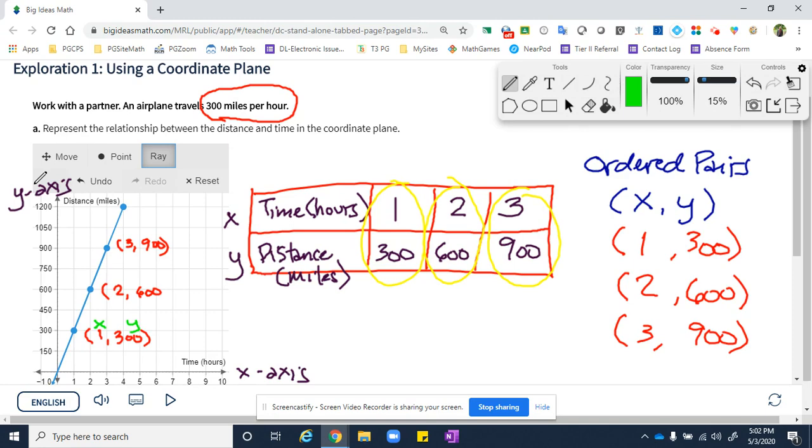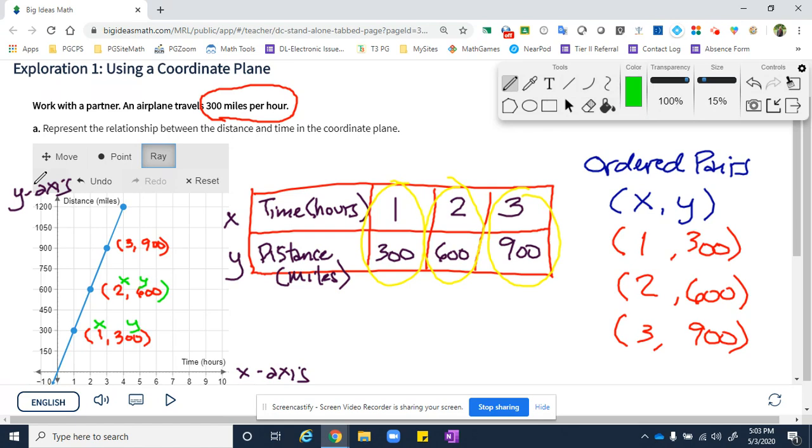So in 1 hour, the airplane traveled 300 miles. And this is your x, and this is your y. I forgot to close parentheses. So in 2 hours, right here, the airplane traveled 600 miles. In 3 hours, the airplane traveled 900 miles.